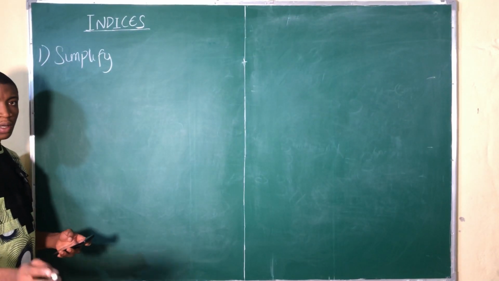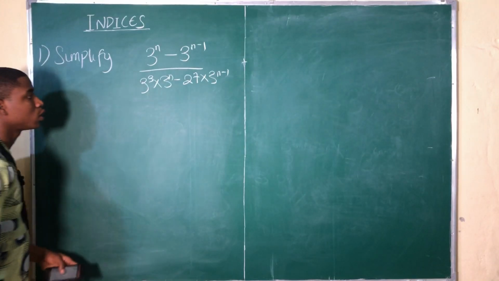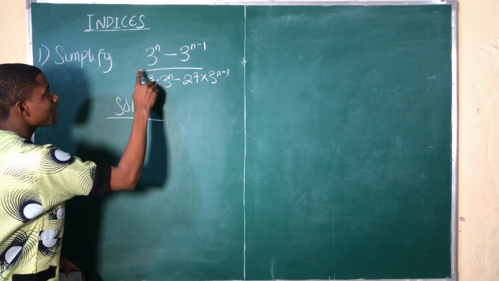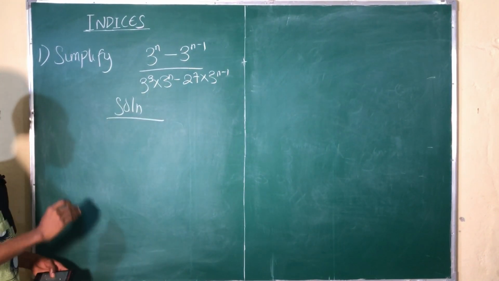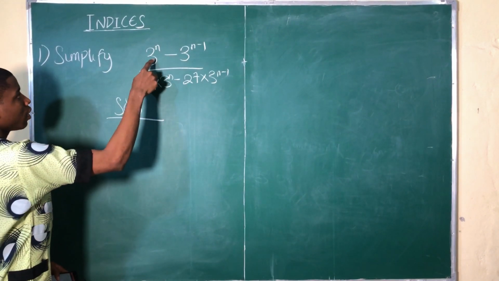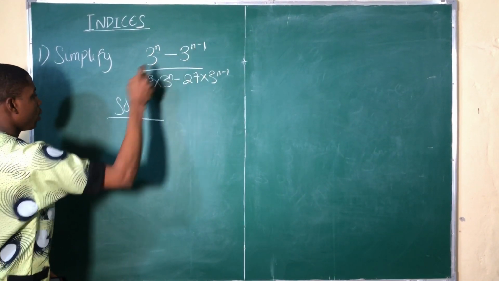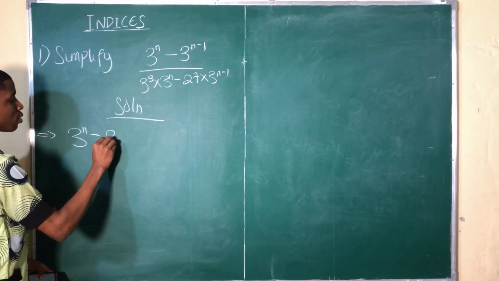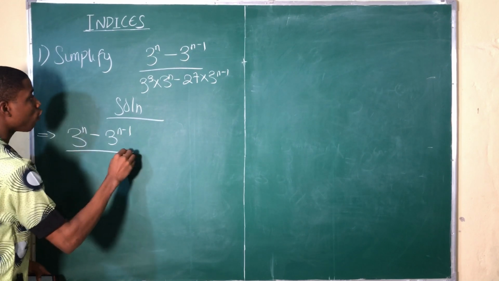Okay, now let's simplify. So we're going to simplify this. Of course, the concept is breaking this down to their smallest multiple. Of course, we have 3^n − 3^(n−1). So we are having a case where this becomes 3^n − 3^(n−1) over what?